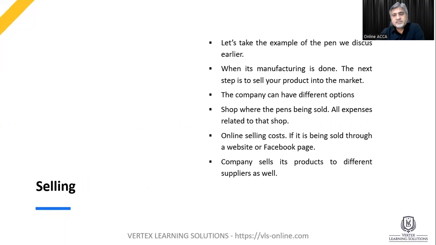Selling costs. Let's take the example of the pen we discussed earlier. When its manufacturing is done, the next step is to sell the pen. You don't just produce, the next step is to sell. And the company has different options. You have shops where the pen is being sold, and all expenses related to the shop are selling expenses. Then online selling costs. Companies sell to different suppliers as well. So exhibitions and online selling and so on.